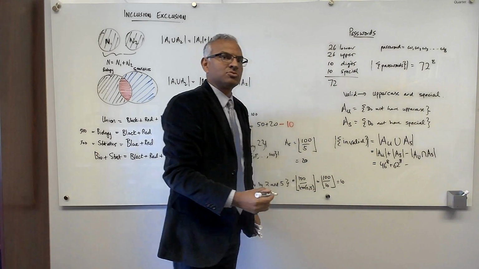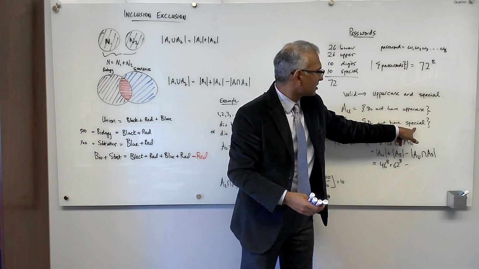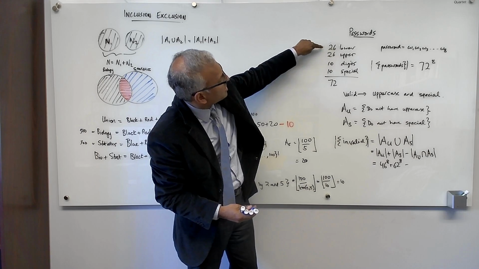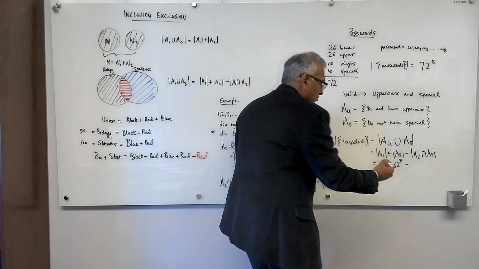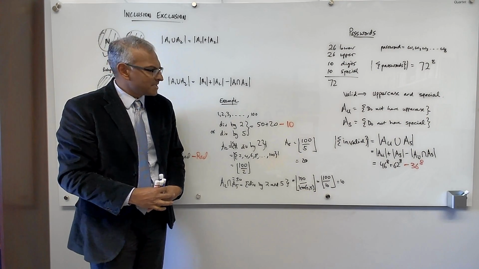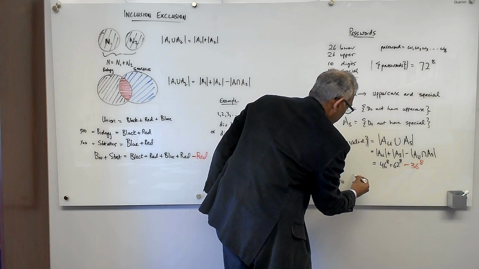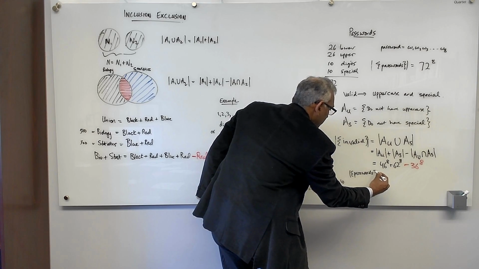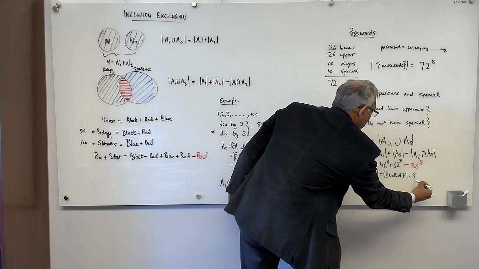And now we have to subtract the intersection. If it doesn't have an uppercase and it doesn't have a special, it means you're using just the digits and the lowercase in your password. So that's 36 choices for your password of size 8. So you have to subtract 36 to the power 8. That's the number of invalid passwords. And why is that useful? That's useful because we have the sum rule: the total number of passwords is equal to the valid plus the invalid.